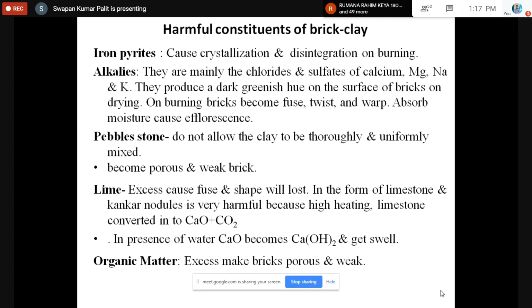These you can see on the screen: iron pyrites, alkalis, pebble stone, lime, organic matter. These 5 are harmful constituents. This may be an important question. What are the harmful constituents of brick clay? Why are they harmful? Something like this question maybe you can see in the viva or in the final exam.